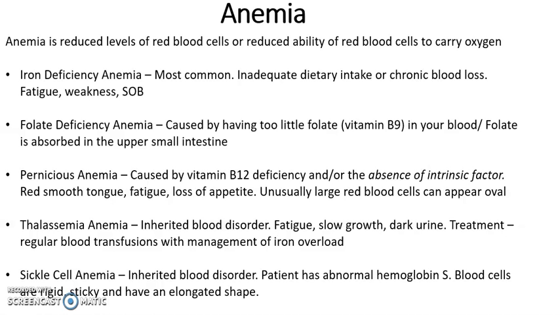Pernicious anemia is caused by vitamin B12 deficiency and/or the absence of intrinsic factor in a person's gut. The patient will have a red, smooth tongue, of course fatigue, loss of appetite, and the cells in pernicious anemia will be unusually large and can sometimes appear oval.